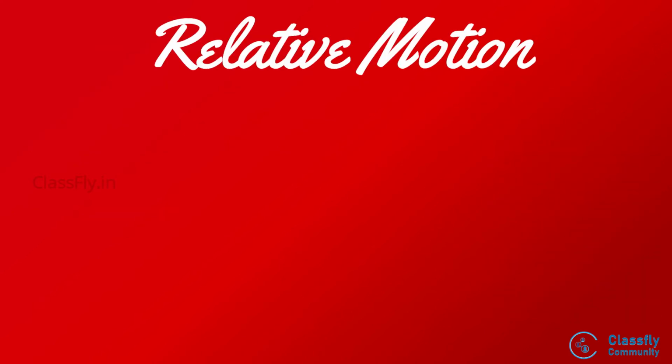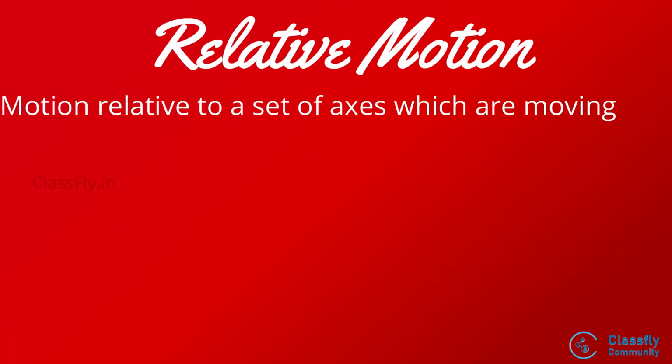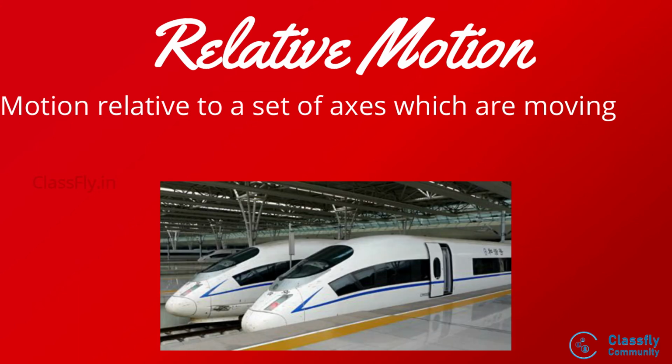Next, moving on to relative motion. Well, the motion relative to a set of axes which are moving is called relative motion. For example, consider two trains, say A and B. Both the trains are moving in their respective paths. Hence, the motion of train A with respect to the other moving train, that is B, is the relative motion of the train A with respect to the train B. Hence, relative velocity Vr is given by Va minus Vb.